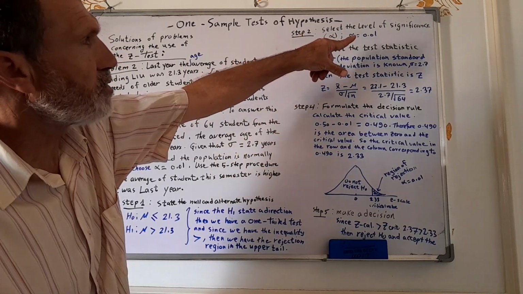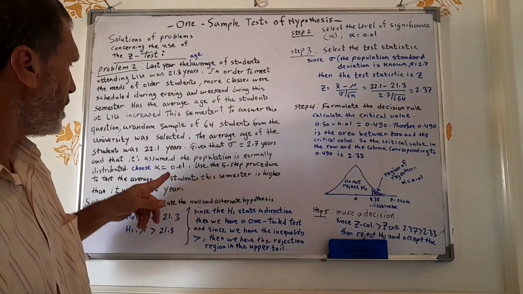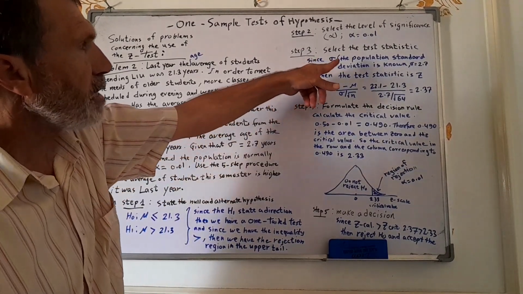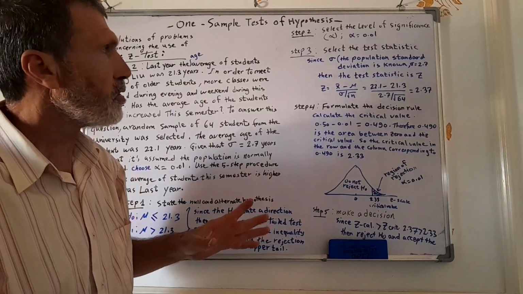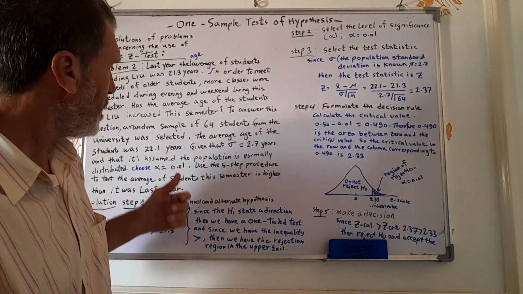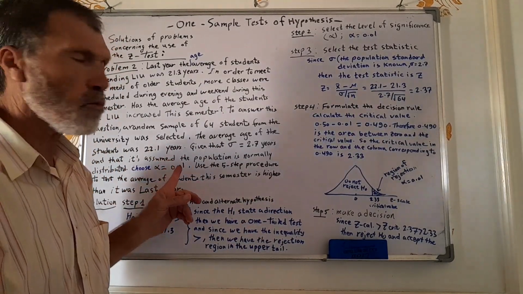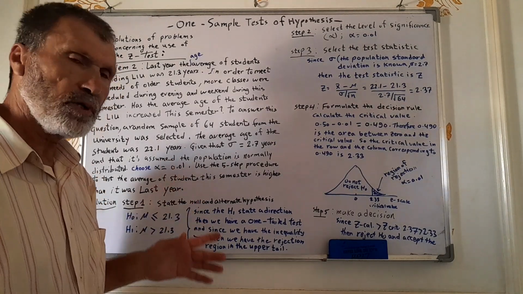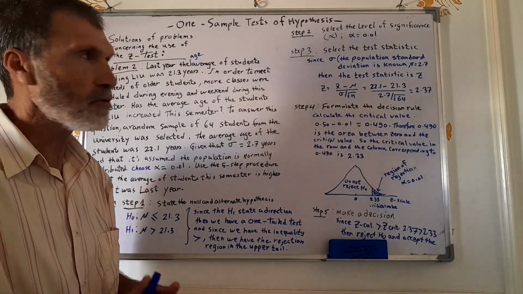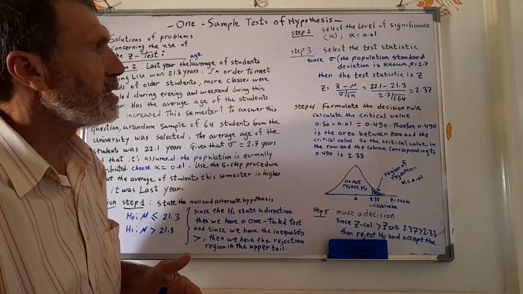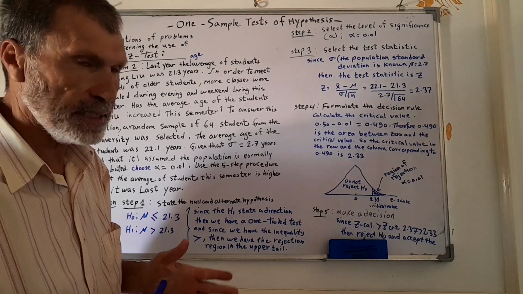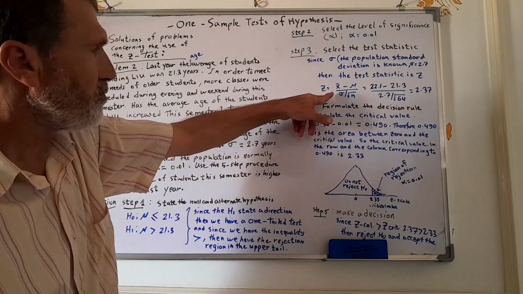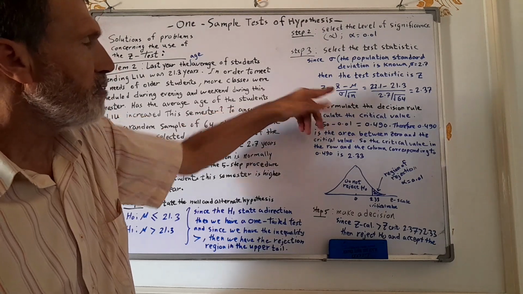Select the level of significance. It's already given, which is 0.01. Now step 3, select the test statistic. Since the standard deviation of the population is known, we use the Z table. The test statistic is Z, and we just plug the given values into the formula.